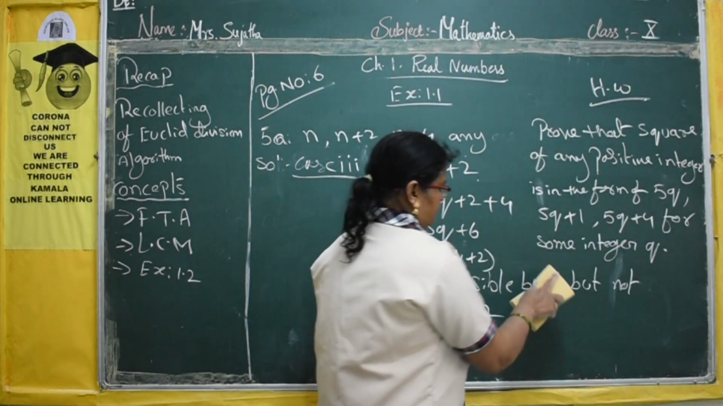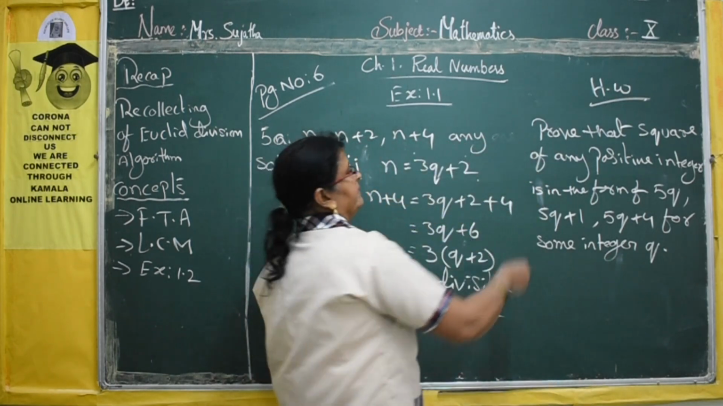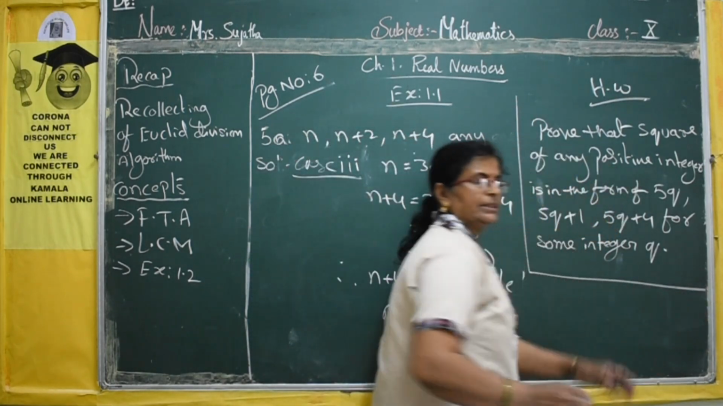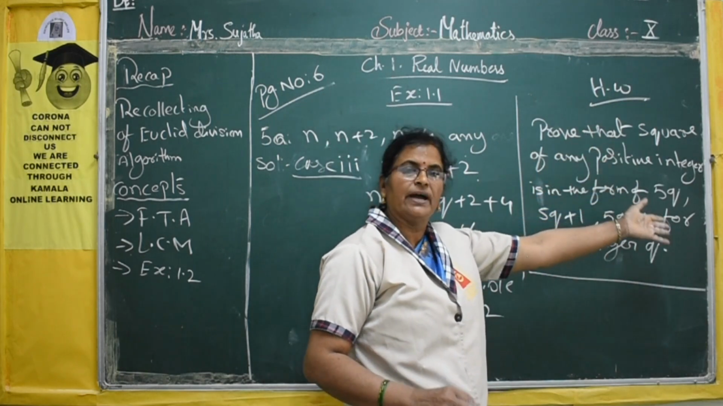Already we did squares in the third or fourth problem. We did squares, no? In that, 3q was given; here I gave 5q.